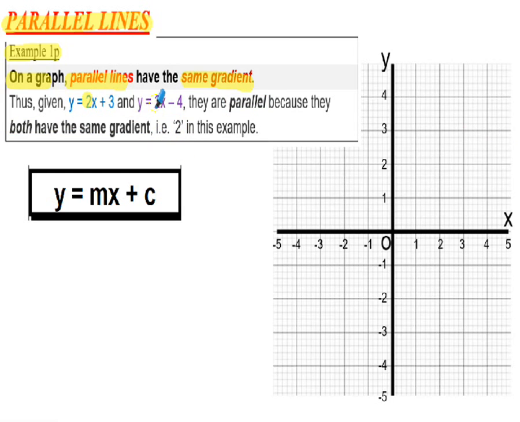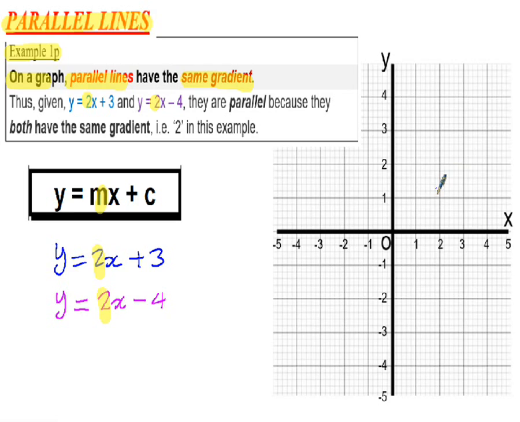2 shown here and the 2 shown here. So both equations have the same form, y equals mx plus c. The first one, y is equal to 2x plus 3. And the second equation, y is equal to 2x minus 4. Both having the same value of m means that they're parallel to each other.